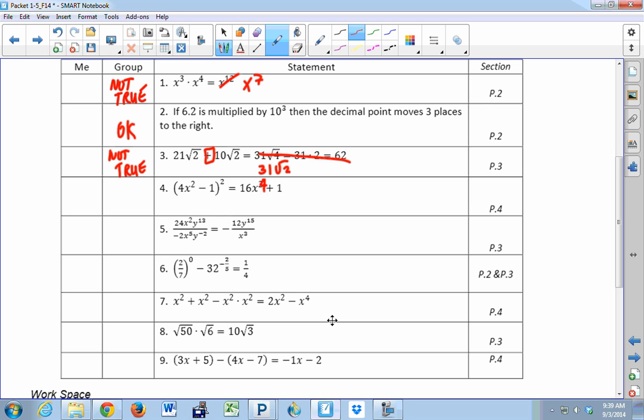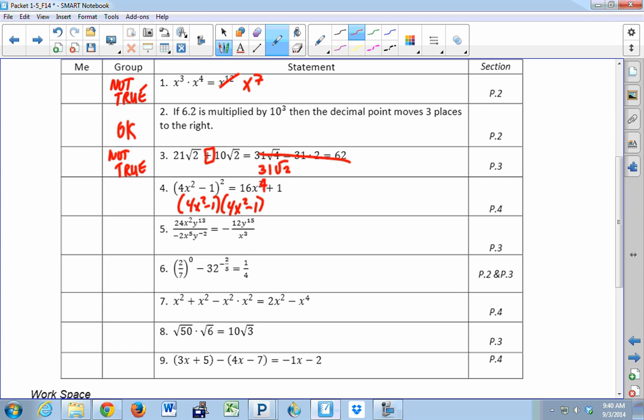Subtraction. This is a binomial. This is one of the hardest habits to break when you're a student. This is 4x squared minus 1 times 4x squared minus 1. So you have 4x squared, which has to multiply both of those, and the negative 1 has to multiply both the 4x squared and the minus 1.